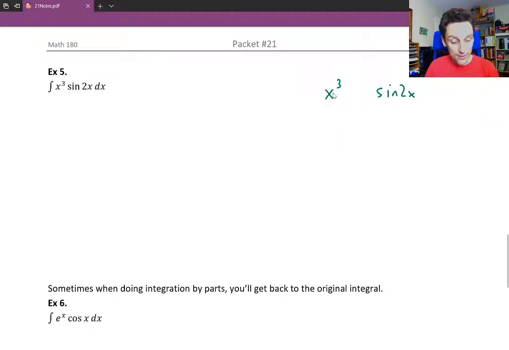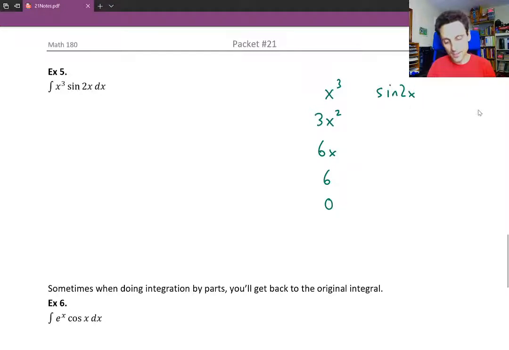All right, now that we've got our u chosen, we're going to go ahead and take derivatives all the way down. Let's keep taking derivatives until we get to 0. 3x squared, 6x, 6, and then 0. With polynomials, you can do that. You can keep taking derivatives until they eventually go down to 0.